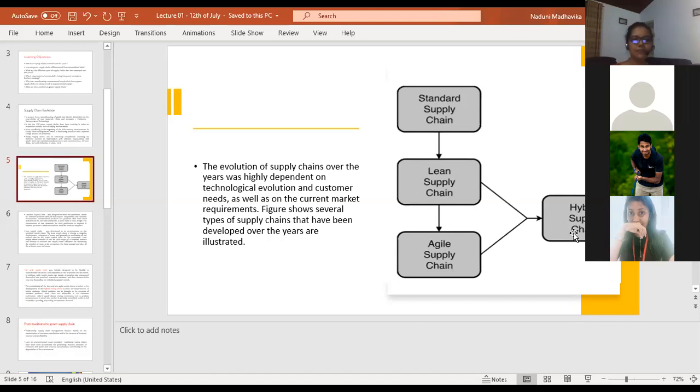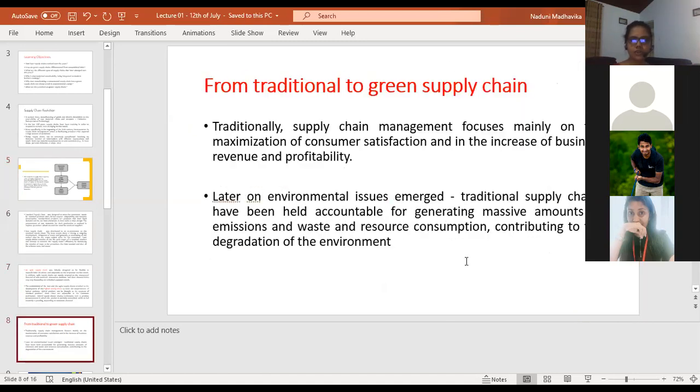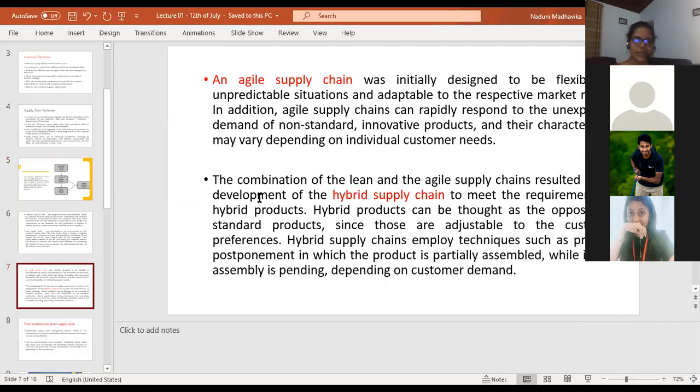Basically, hybrid simply means the combination of two things. So here the combination is of the lean supply chain and the agile supply chain. You can all read what is there in the slide. It says the combination of the lean and agile supply chains resulted in the development of the hybrid supply chain. The hybrid supply chain is to meet the requirements of the hybrid products.